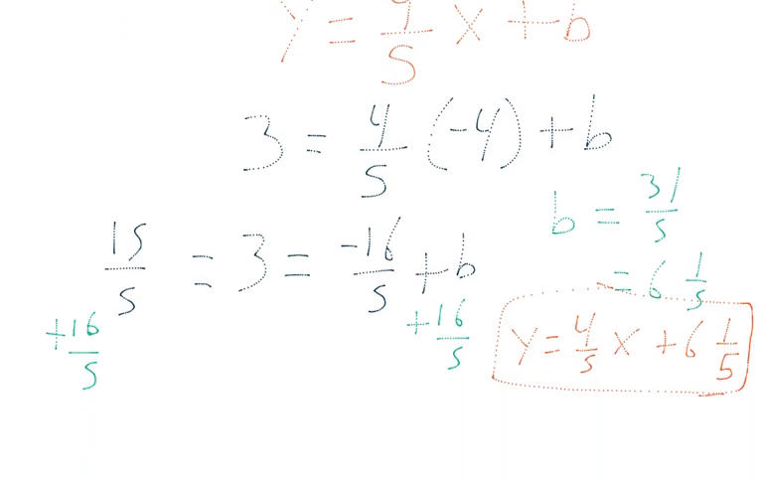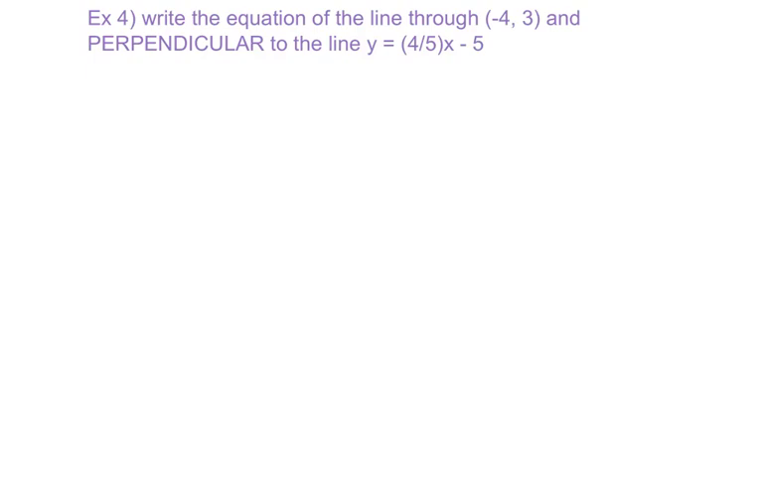So one more example, and then I'm all done here. So here's my last example for this video. I want you to write the equation of a line through negative 4, 3 and perpendicular to the line 4/5 x minus 5. The only difference here from the last example is that it's perpendicular and not parallel.